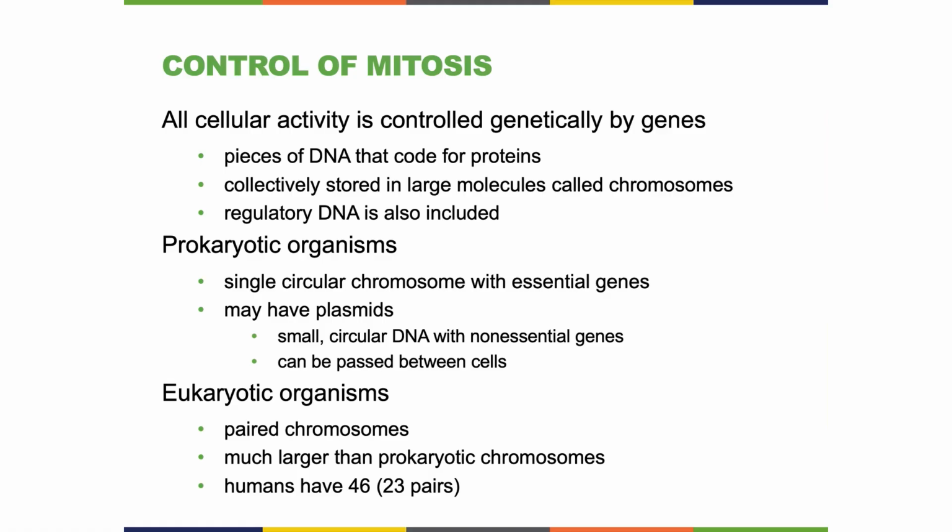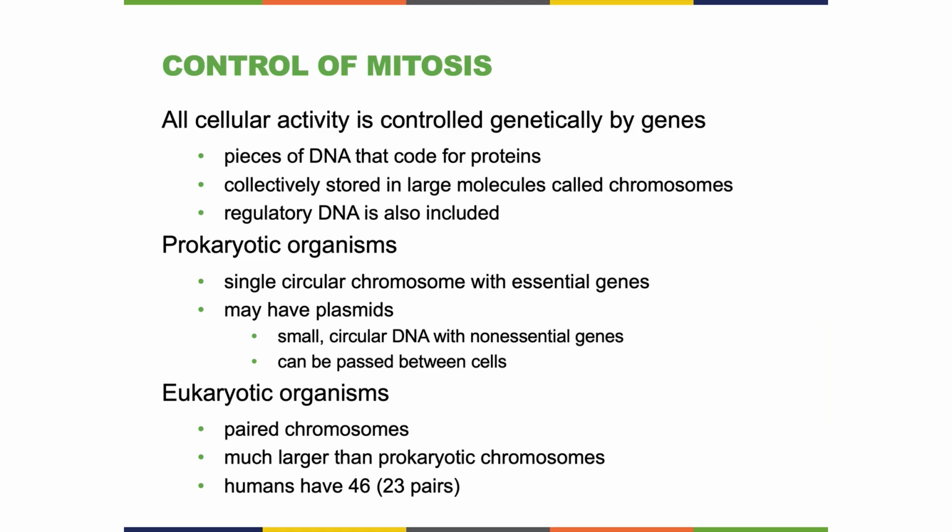So we're going to control this by genes, and we're going to see, in chapter 8 extensively, and then even more so in chapter 9, all cellular activity is controlled by genes, which are pieces of your DNA. Okay, and they usually code for a protein, or they code for instructions for that protein. So there's some regulatory DNA in there too. And this is what makes up your chromosomes.